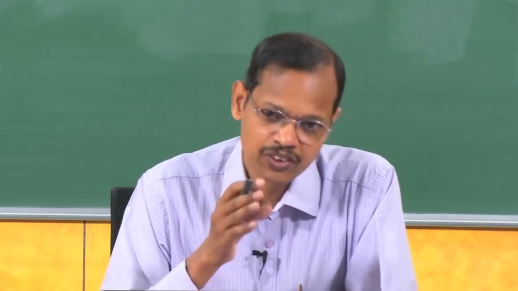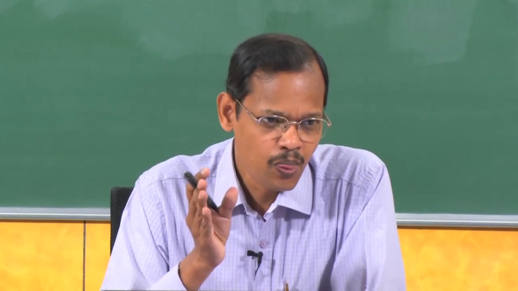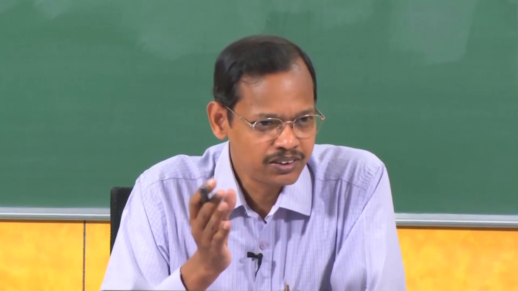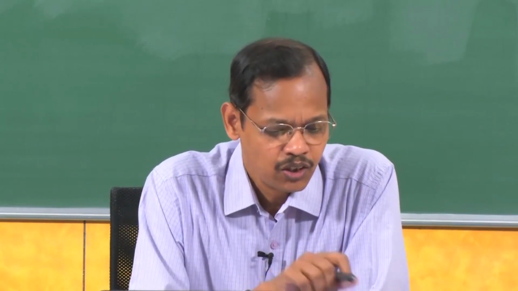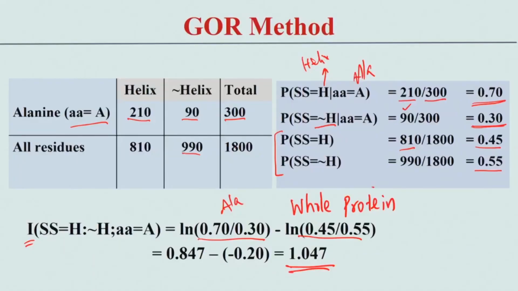Yes, right. If the value is more than 0, then it prefers to be helix. If it is less than 0, it is not preferred in helix. For example, if you have 300 alanine residues, 150 in helix and 150 not in helix. Likewise, with 1800 you can put 900 in helix and 900 not in helix, right.